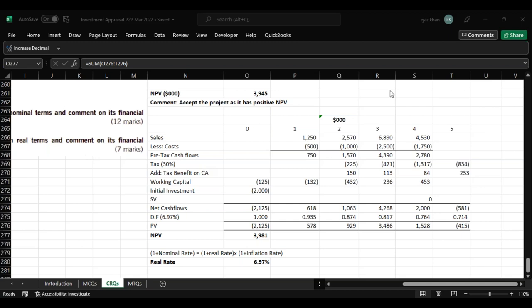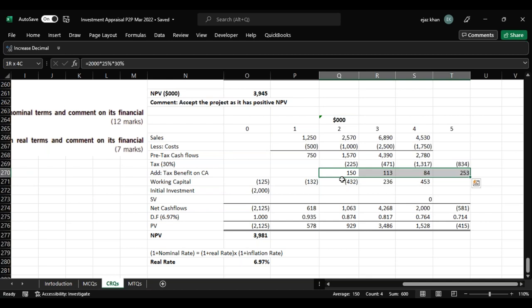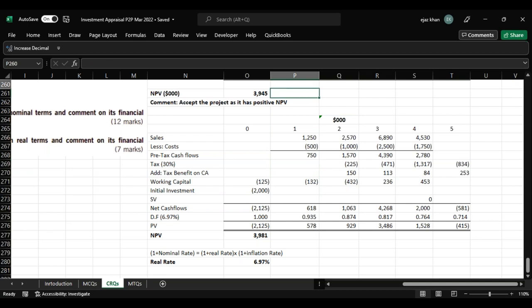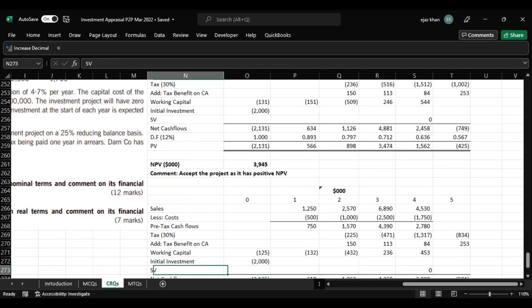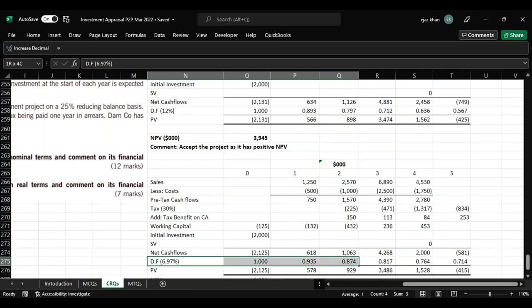Yeah, but there's a reason why this difference is here. The reason is we have used the same tax benefit figures even when we were using the real approach. The tax figures were the same, whereas the discount factor was different. With the same cash flow figures, here we have used a different cost of capital. Obviously, that will result in a different NPV then.